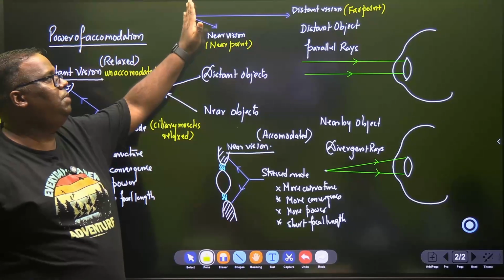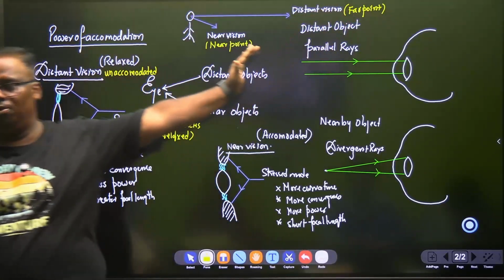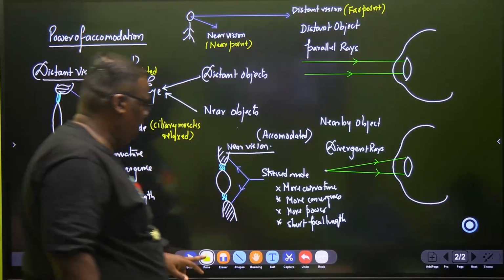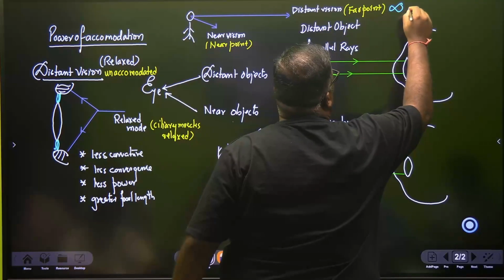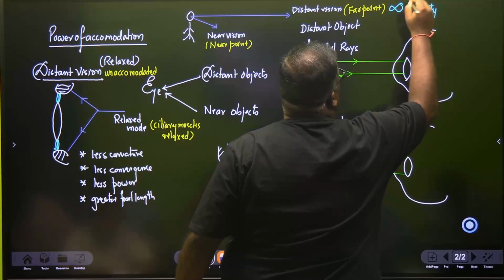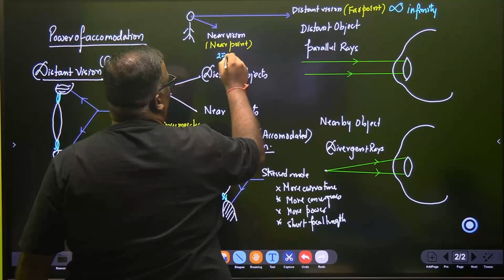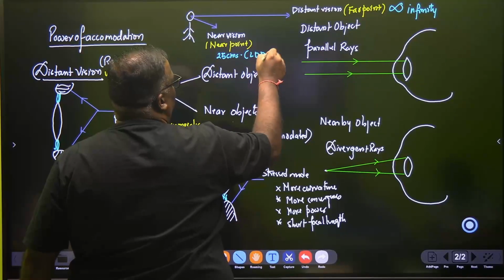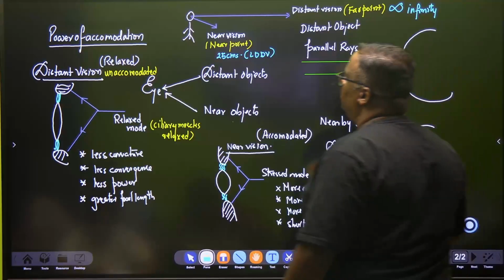Now you are a human being. So for every human being, there will be a far point and a near point. My far point and near point are not the same as yours. But if you are a normal human being, then there are some standards. The far point is always taken as infinity, meaning one can see far. The far point is always taken as infinity, and the near point is taken as 25 centimeters. This is also known as LDDV, least distance of distinct vision.